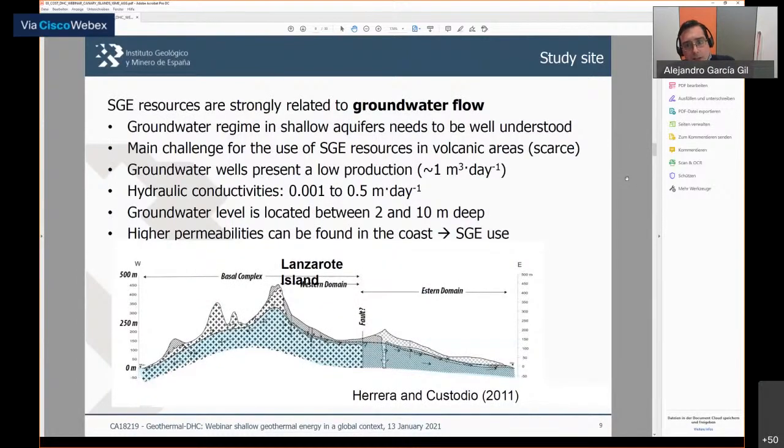This figure summarizes the typical heating, ventilation, and air conditioning systems based on groundwater heat pump systems used in hotel resorts in the Canary Islands. Systems make use of well doublets to pump groundwater from shallow aquifers with background temperatures of about 22 degrees Celsius by means of water-to-water plate heat exchangers. And heat is transferred to the geothermal heat pump system that provides cold for heating, ventilation, and air conditioning systems of the hotel facilities.